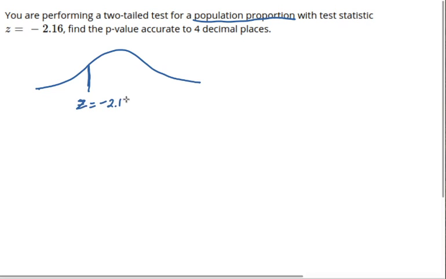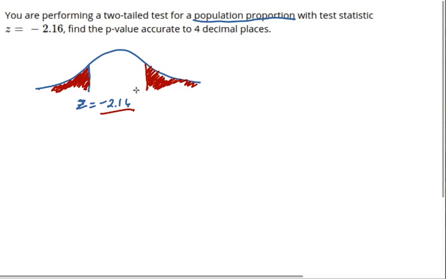negative 2.16. And so what I'm going to do to find my p-value is find the area to the left there. However, because it's a two-tailed test, I'm going to double it to assume that the same area is on the right. So we're going to look up negative 2.16 on the normal table, and I'll also do this using a spreadsheet. And then we'll double it to account for the two-tail test, that is the other tail.